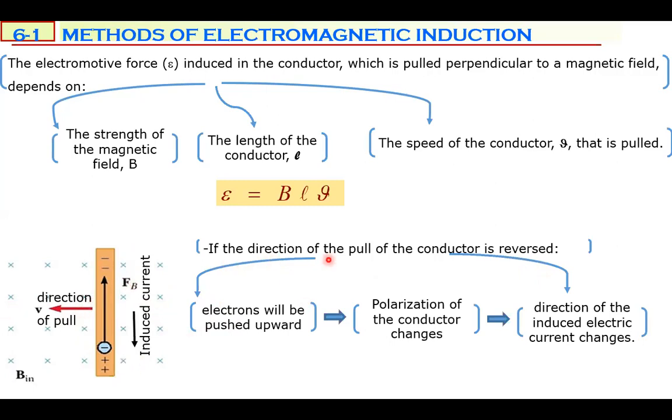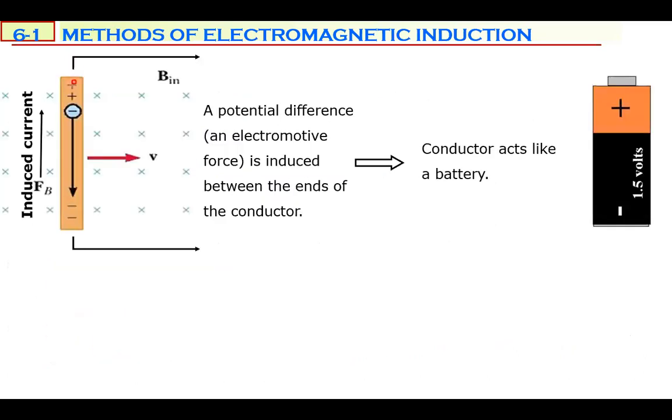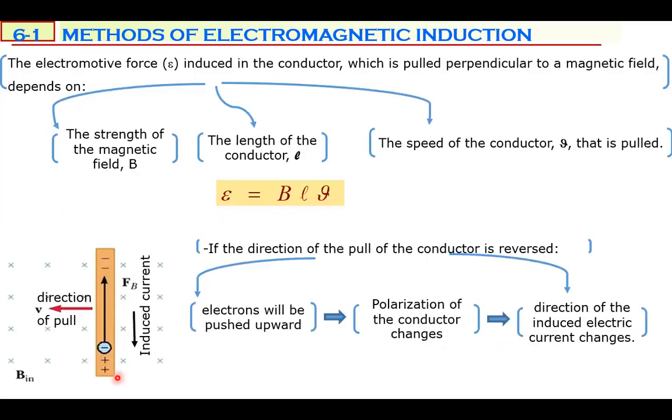So if you pull it to the left, then polarization changes. If the direction of the pull of the conductor is reversed, electrons will be pushed upwards. Polarization of the conductor changes. So then the direction of the induced current also changes. Here, induced current was up out of the plane of the page because it is opposite direction of the electron motion. But here, induced current is down into the plane of the page because it's also opposite direction of electron motion.